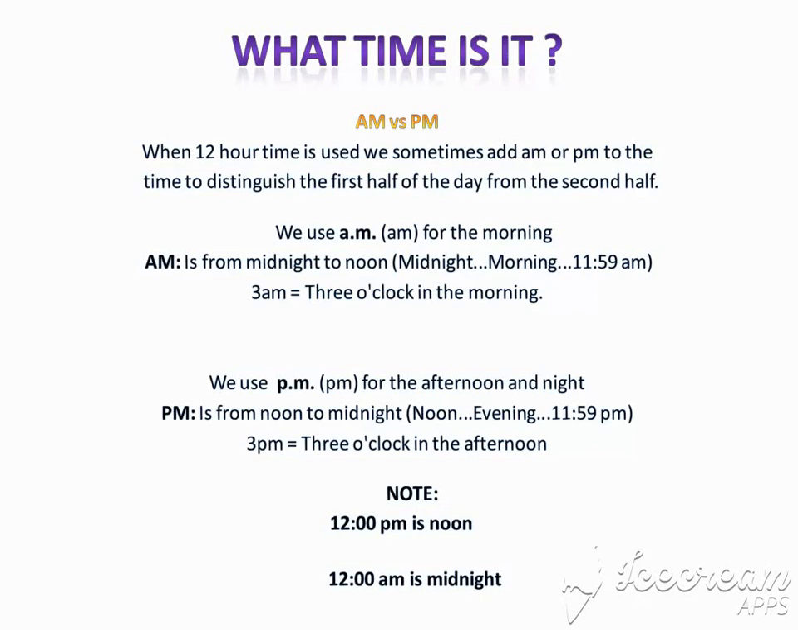We use PM for the afternoon and night. PM is from noon to midnight. For example, 3 o'clock in the afternoon. Note: 12 p.m. is noon. 12 a.m. is midnight.